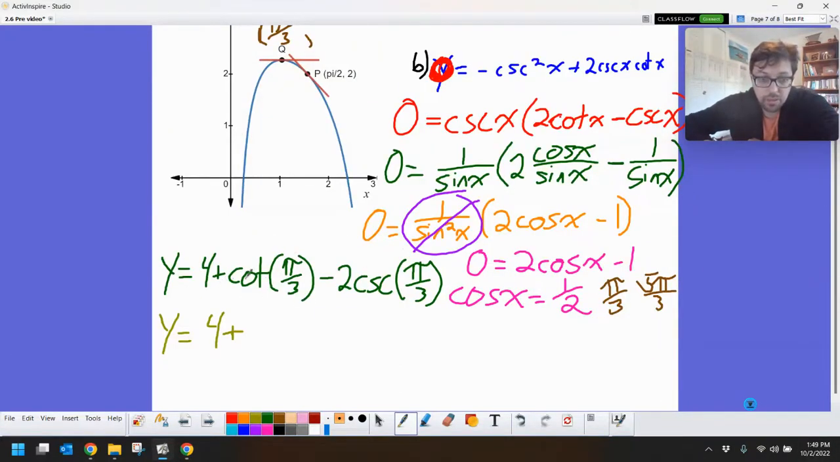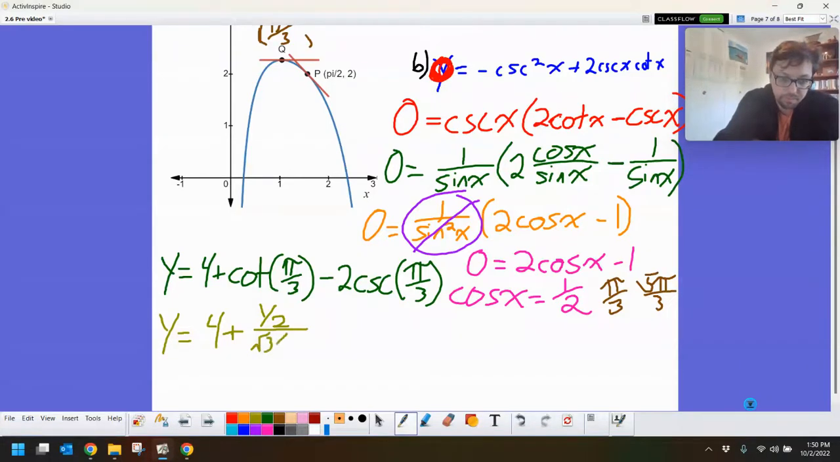All right, plugged in. So cotangent of pi over 3, that's cosine over sine. The cosine of pi over 3, we were just talking about before, was 1/2. And then the sine of pi over 3 is going to be the square root of 3 over 2, minus 2 times the cosecant of pi over 3. Cosecant is 1 over sine of pi over 3, and sine of pi over 3 is, as I just did, the square root of 3 over 2.